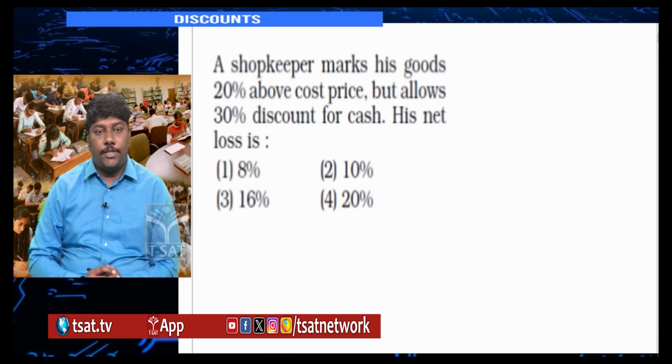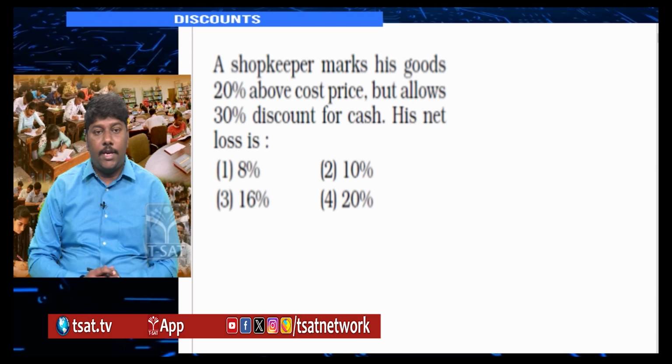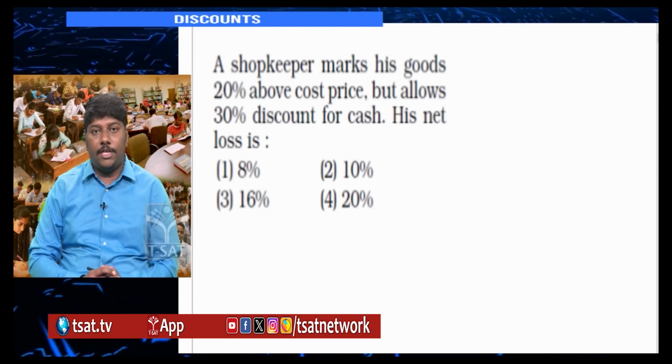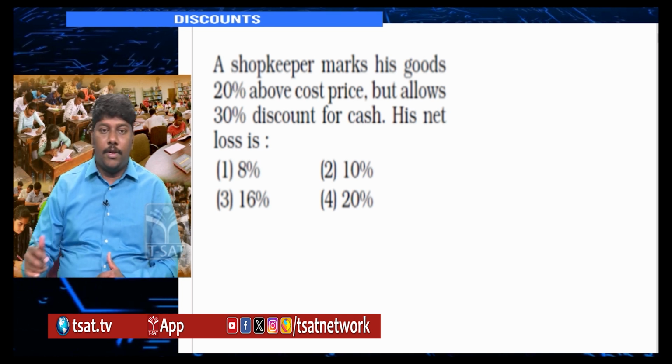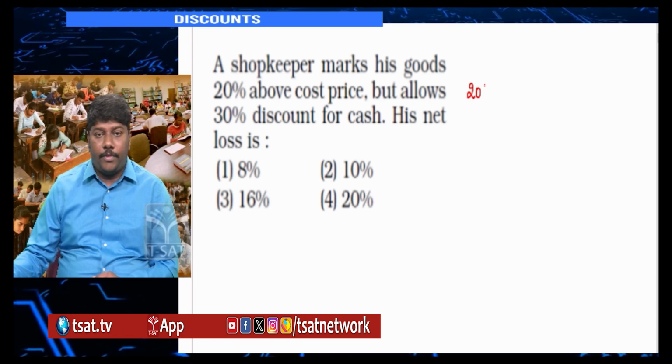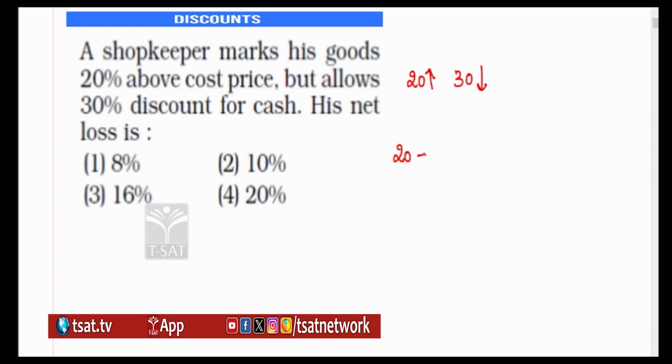A shopkeeper marks his goods 20% above the cost price but allows 30% discount for cash. His net loss is, he is only mentioning that it is a loss because your increase is only 20% but he is allowing a discount of 30%, obviously you will get a loss. So you can increase it by 20%, then decrease it by 30%. Increase of 20 plus 20 minus 30 minus 20 into 30 by 100. So you can say minus 10 minus 6. So there is a loss of 16%. The formula used is simply M minus D minus MD by 100.